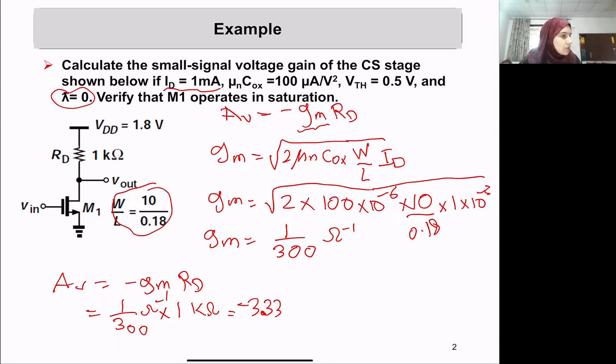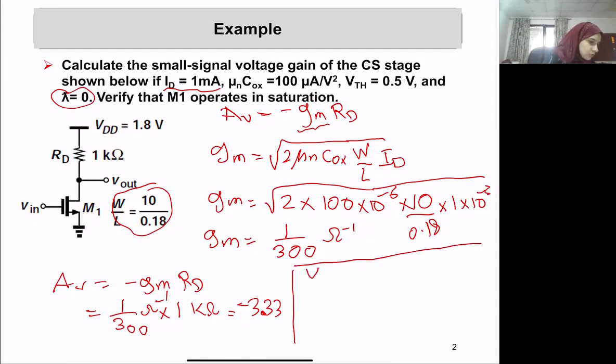Now, if we remember the voltage headroom problem, if I want to increase the gain, one solution is that I increase RD. But if we increase RD, we might leave the saturation region. So we have to be careful about this. Now, how can I calculate the VGS?